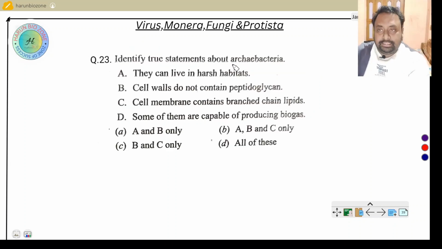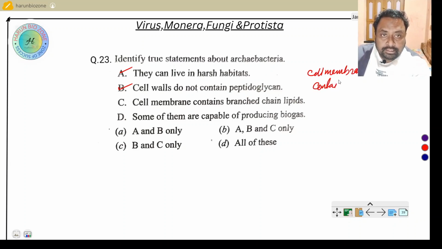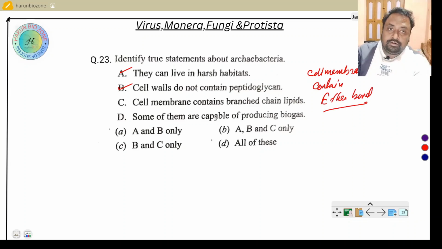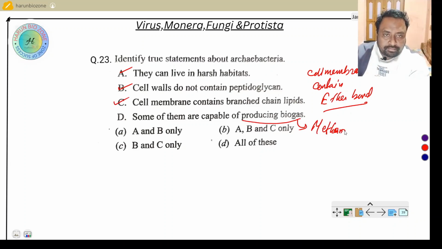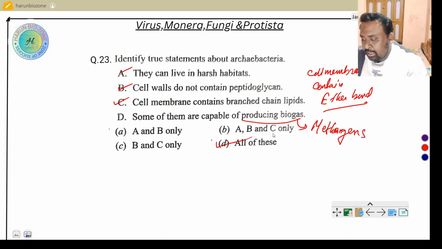Identify the statement about archaeobacteria. Archaeobacteria are bacteria that live in harsh conditions, like high temperature and high salinity, such as methanogens, halophiles, and thermoacidophiles. They can live in harsh habitats. The cell wall does not contain peptidoglycan, but pseudopeptidoglycan. The cell membrane contains branched chain lipids with ether bonds, not ester bonds, because all other organisms contain ester bonds. Some of them, the methanogens, are capable of producing biogas. So all of these are correct options.